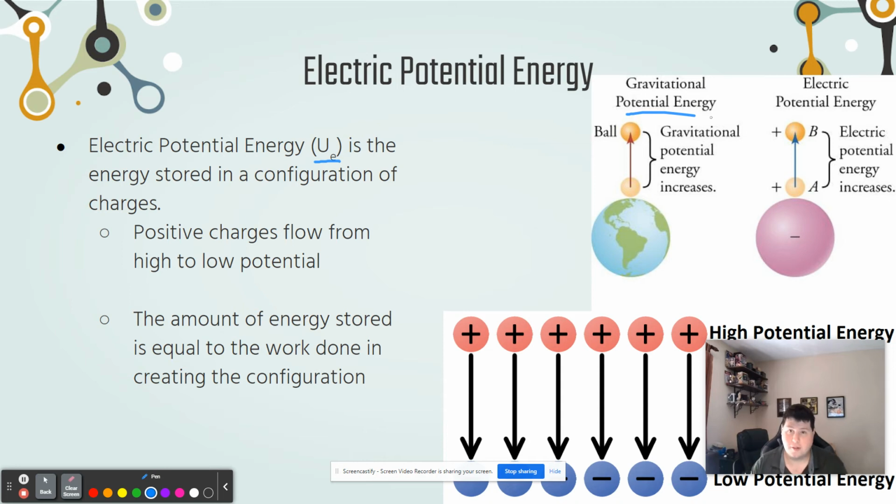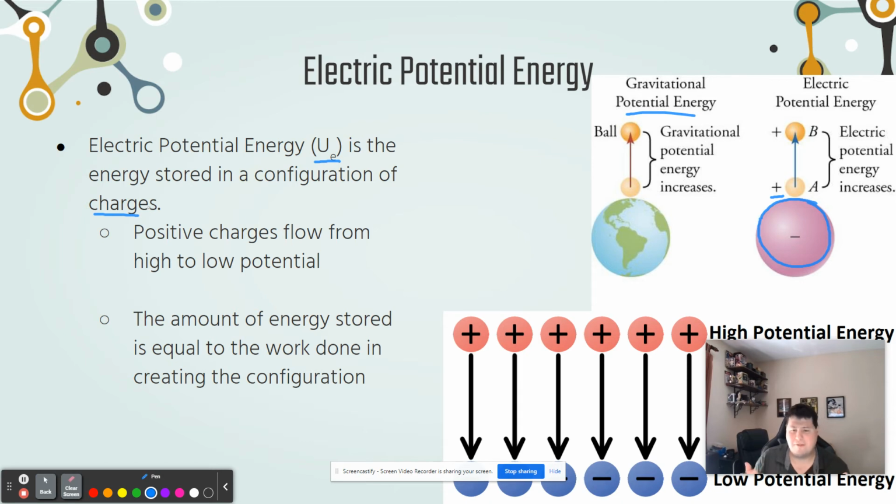Well, the same thing works for electrical charges. If you had a positive charge sitting next to a negatively charged sphere, it would also take work to remove that charge and get it away from that negatively charged sphere. You would have to apply a force to it over that distance. That would do work, and that would increase its energy. So electrical potential energy is the energy stored in the arrangement or configuration of charges.